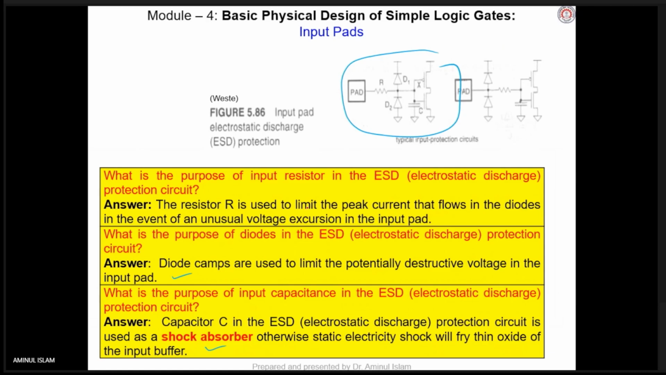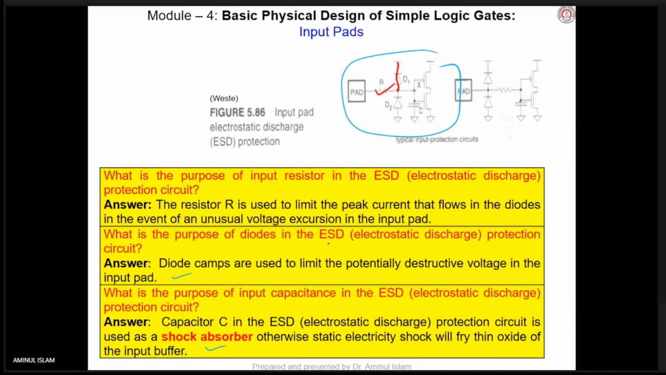Now, what is the purpose of the input resistor in the ESD? ESD means electrostatic discharge circuit, protection circuit. What is the purpose of R? It is going to limit the current when an unexpected event is occurring. So the diode will be forward biased, current will flow, so that current will be prevented or can be limited rather.